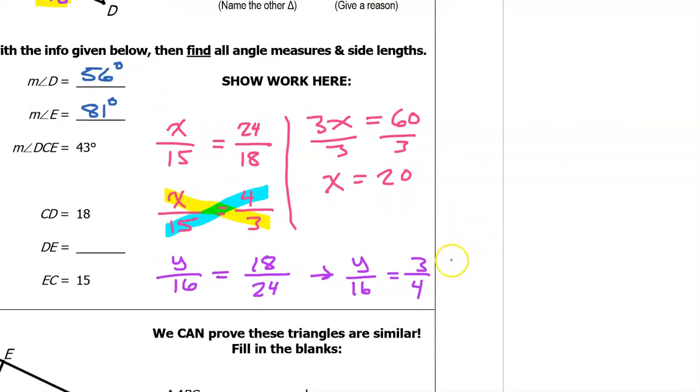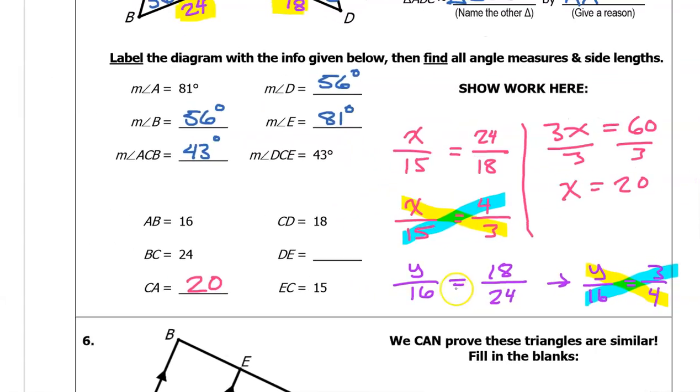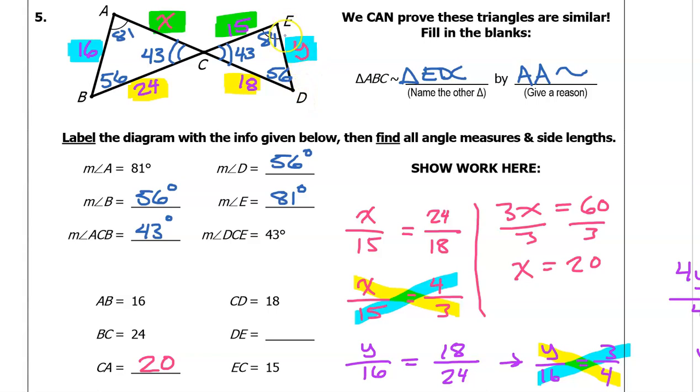Okay, so it's time to cross multiply. If I do this diagonal, that's going to be 4y. And then if I do the other diagonal, I think that's 48. And then if we divide both sides by 4, that's going to be 12. So y is equal to 12. But remember that y is side DE. So side DE is 12.